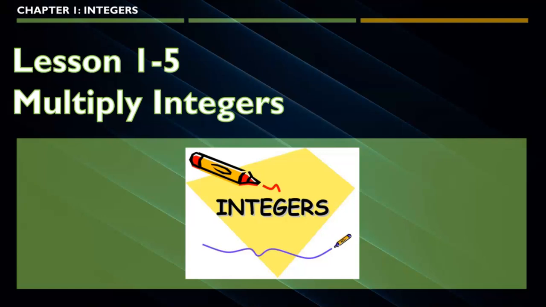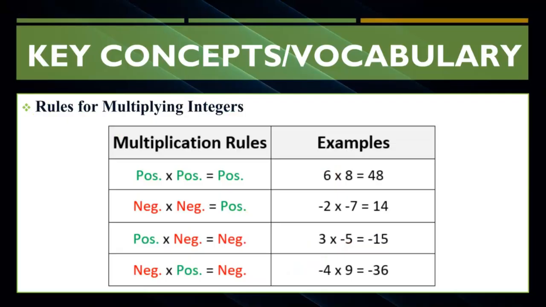Lesson 1-5, multiplying integers. The key concept here is just knowing the rules of when you multiply integers, especially with the signs. So when you multiply like signs, your answer is always going to be positive.